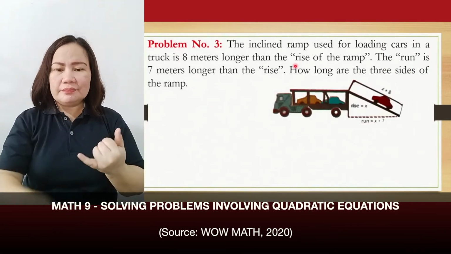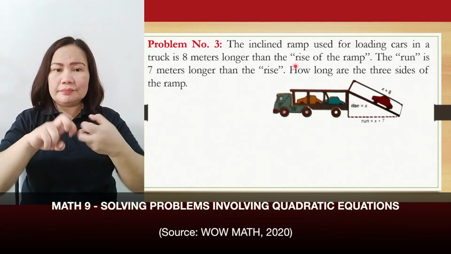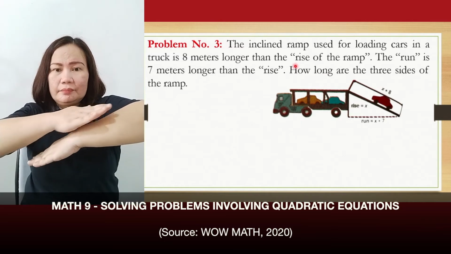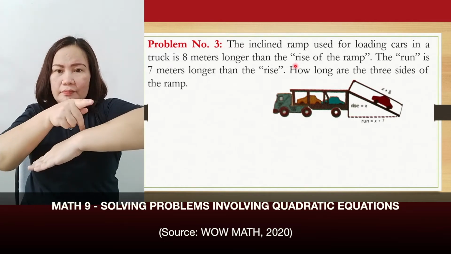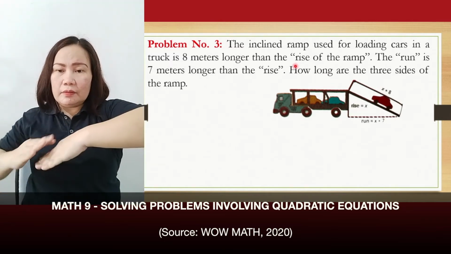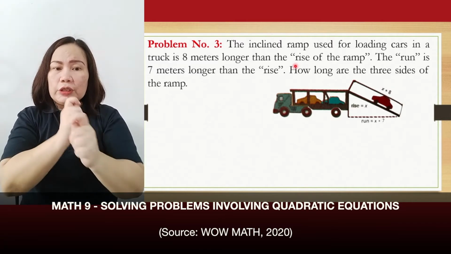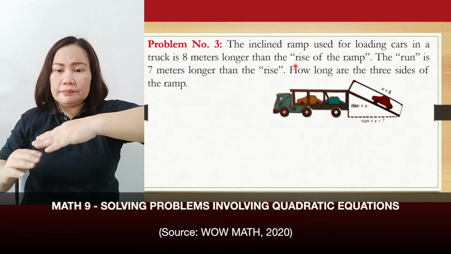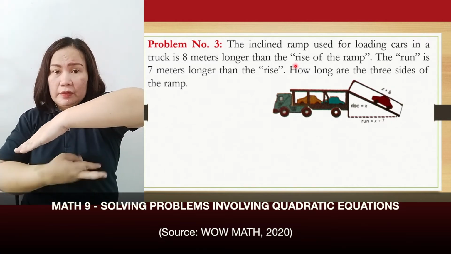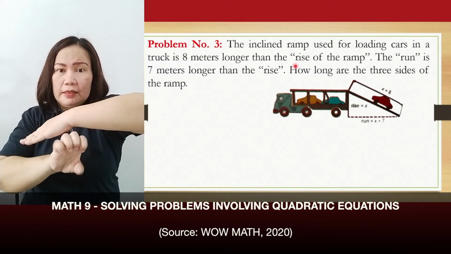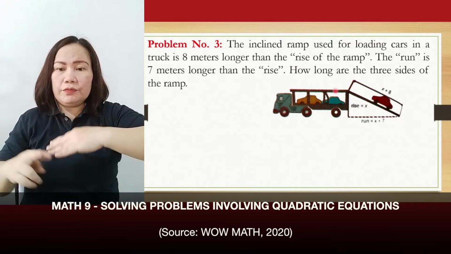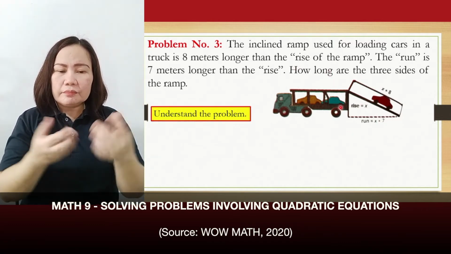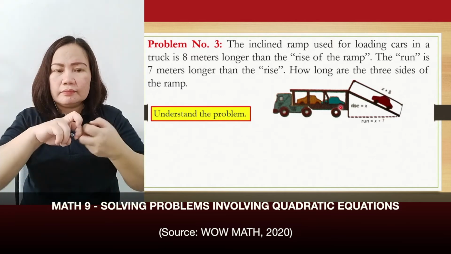Let's have the third problem. The inclined ramp used for loading cars in a truck is 8 meters longer than the rise of the ramp. The run is 7 meters longer than the rise. How long are the three sides of the ramp? So we are looking for the sides of the given problem. Okay? So let us represent and understand the problem.